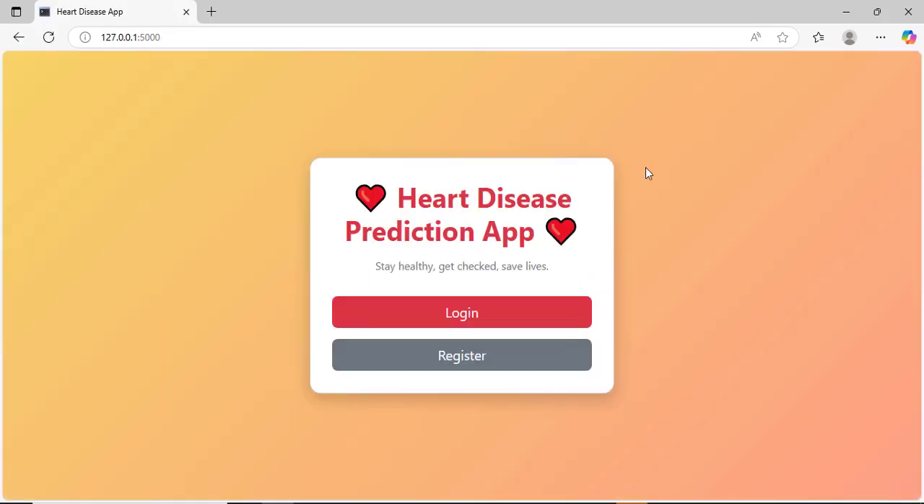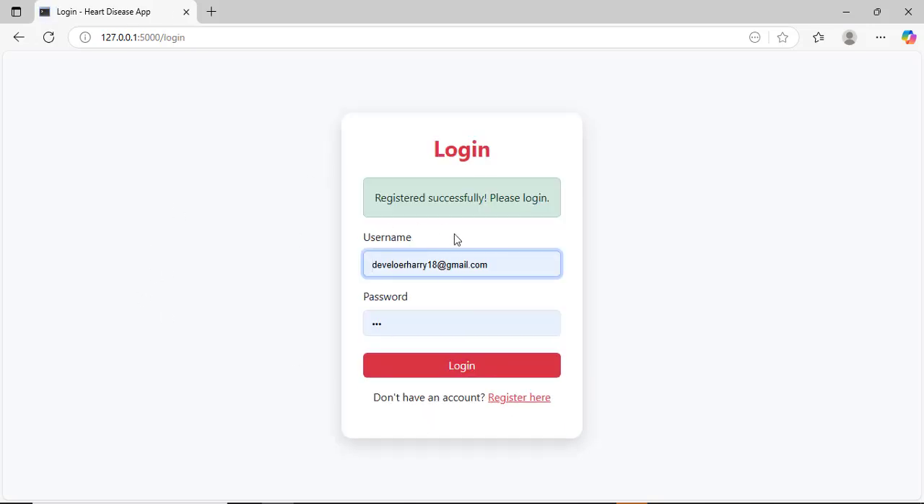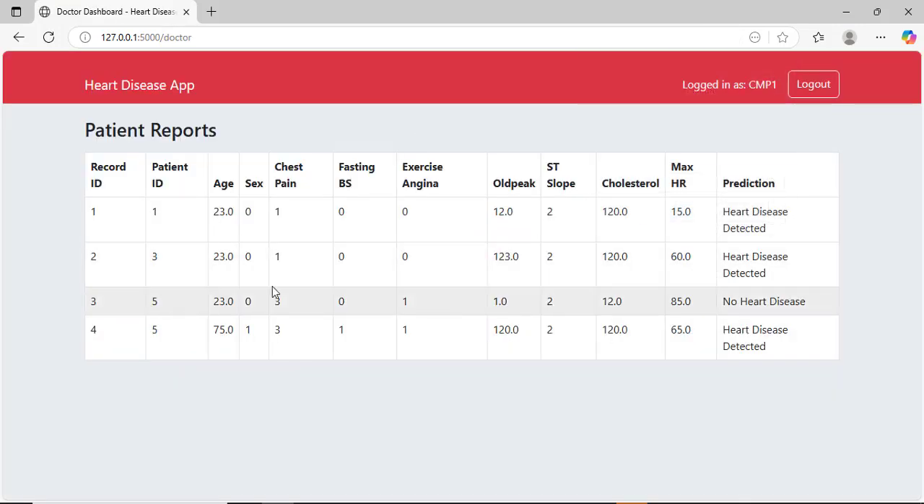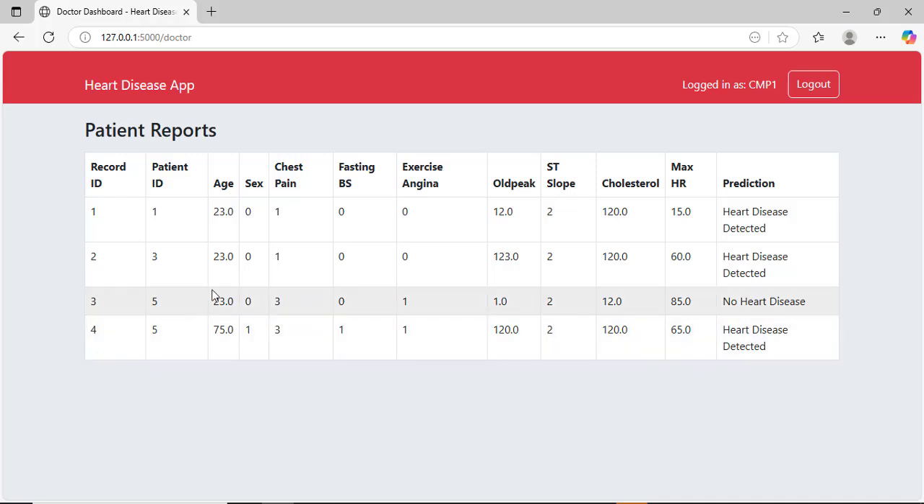Next, we log out. Then we register as CMP1 with password CMP, with role as doctor. We confirm that and log in. The patients we have checked, their history will be shown report wise. Thank you.